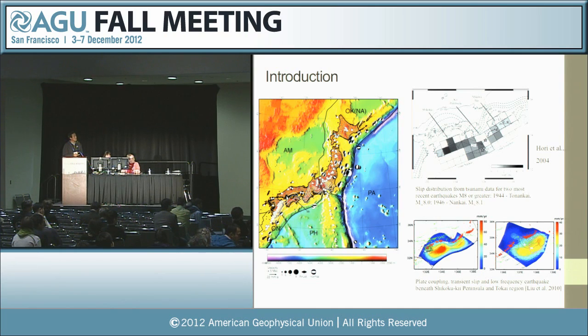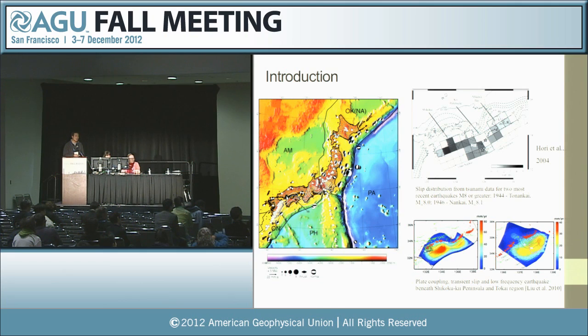In southwestern Japan, we also have two historical large earthquakes that happened in the past. The two most recent events are the Tonankai and the Nankai earthquakes. This shows the coseismic slip distributions. Over the past, we have been using 10 years of GPS data processed at JPL from 1996 to 2006 to look at plate coupling in southwestern Japan and also in the Tokai area.